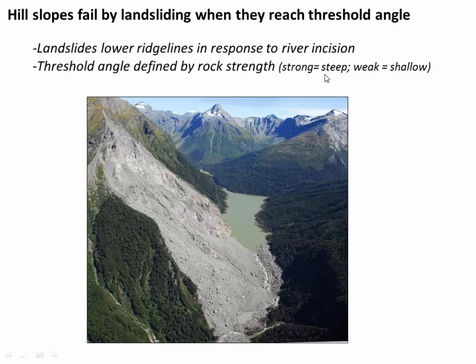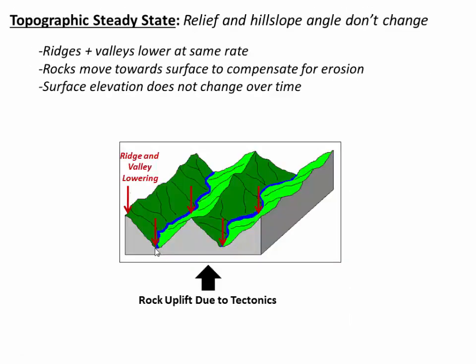So regardless, as rivers cut down, you're going to eventually have landsliding. But the hill slope angle at which that occurs is different for different rock types. And the key idea is that eventually, if the rivers keep cutting down, we're going to get landslides, which is eventually going to also lower the ridge lines. So if these processes continue over a long time, we're left with topographic steady state.